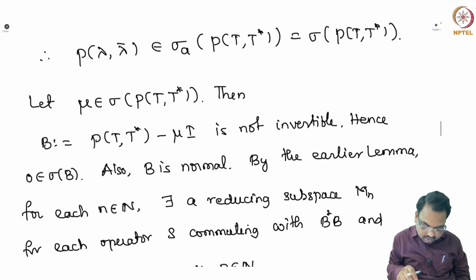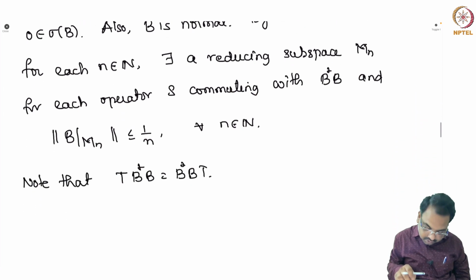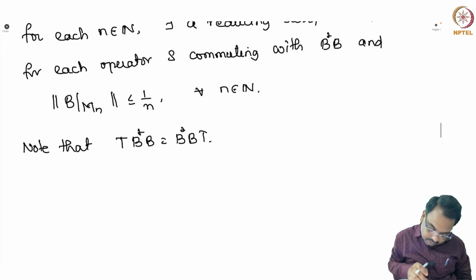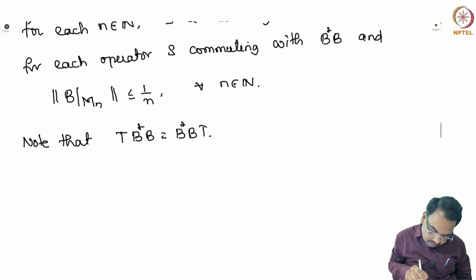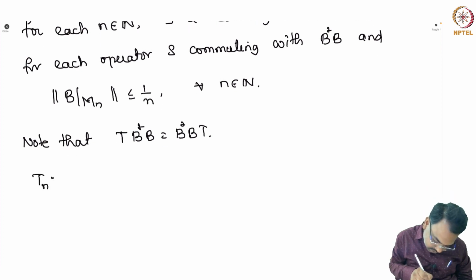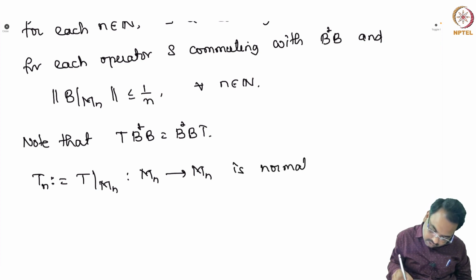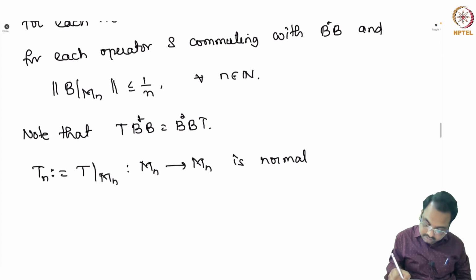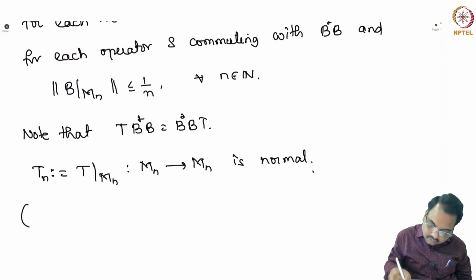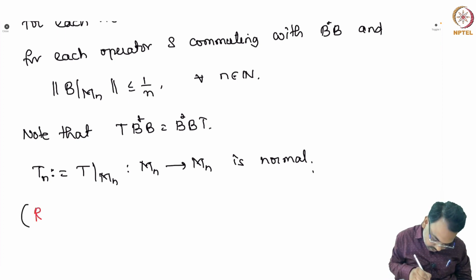Because T is normal, from that we can say that T commutes with B star B. Now let us write down T_n, T restricted to M_n, because it's a reducing subspace. Now this map is from M_n to M_n only, and this is also normal because each M_n is reducing. So here use the following result.